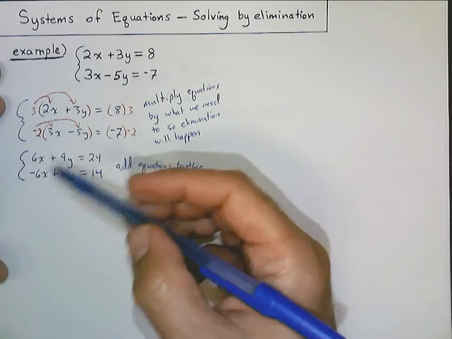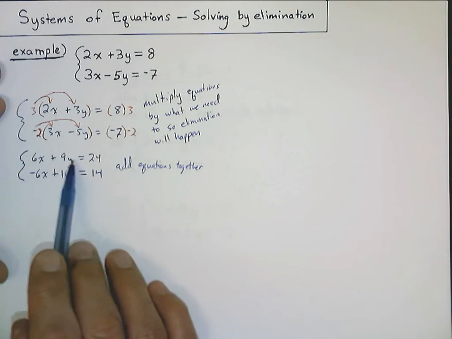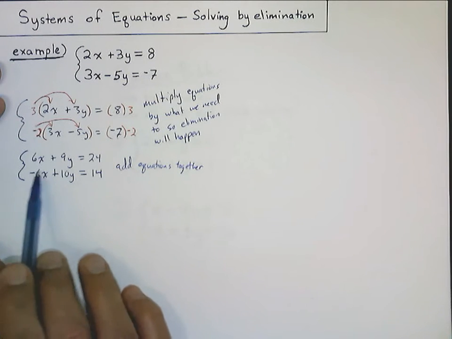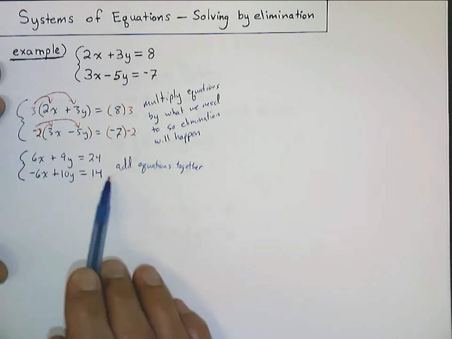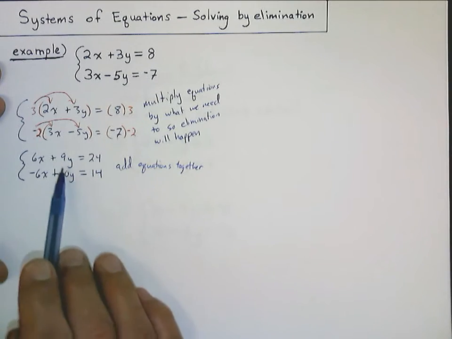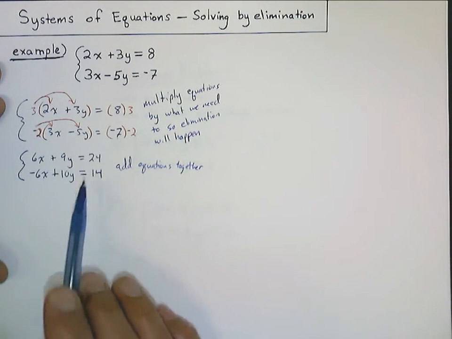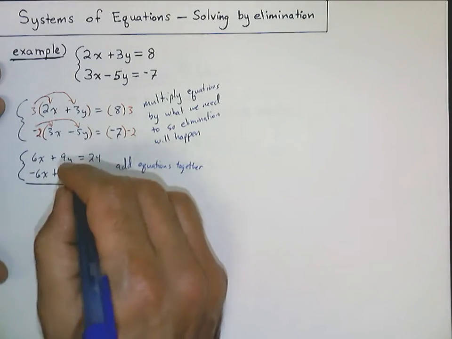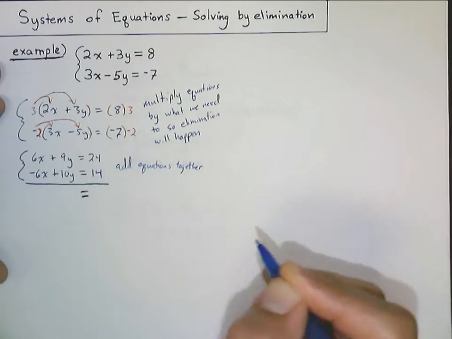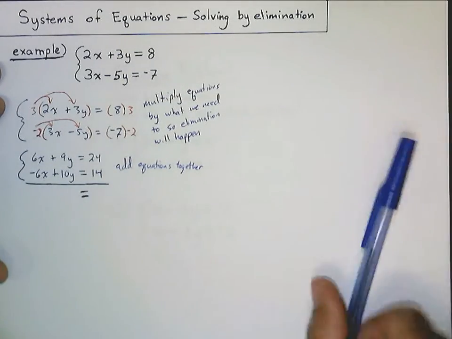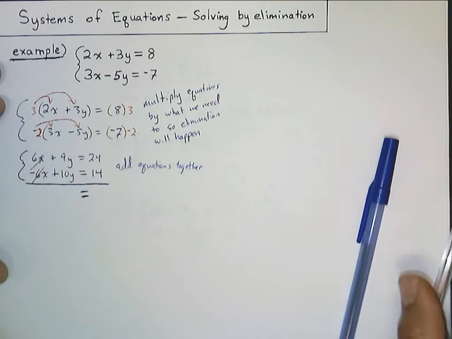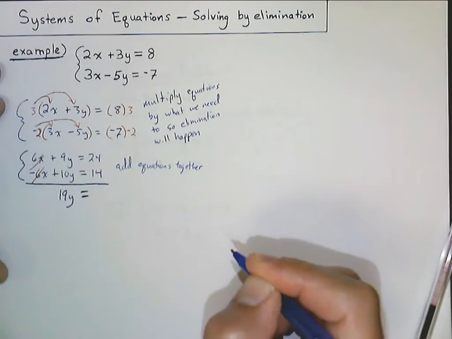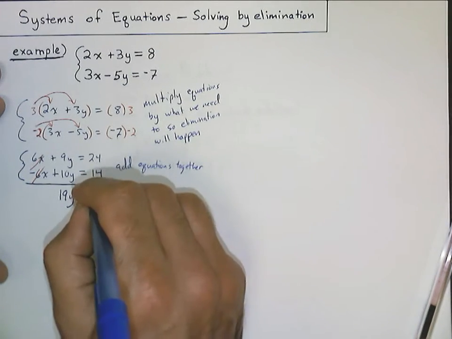Really what we're doing is an addition property of equality. We're going to take this first equation, we're going to add the same thing to both sides. We're just going to add this version of the same thing to the left-hand side, and this version of the same thing to the right-hand side, because this thing is equal to this thing. So we just add straight down, combining the like terms as we go. The equal sign on top of the equal sign right here. 6x plus negative 6x, those get eliminated. 9y plus 10y, that's 19y. 24 plus 14 is 38.